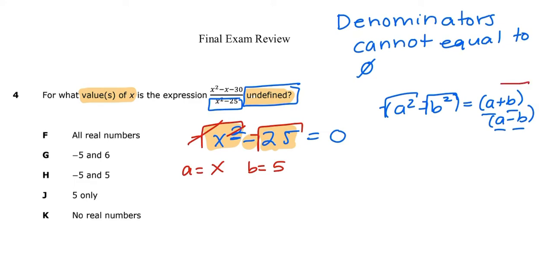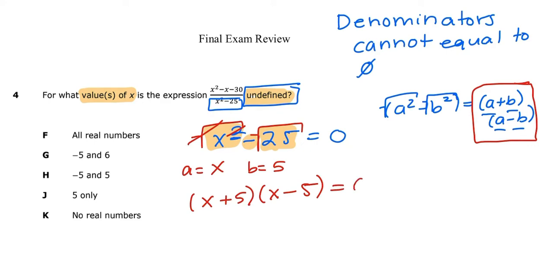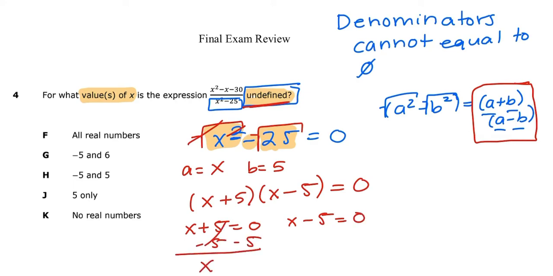So all I have to do is get this side of the formula, plug in a for a and b for b, and I'll see that I'll get x plus 5 times x minus 5. Once again, this is still equal to 0 because I want to know what's undefined. So that means I can get the x plus 5 equal to 0, the x minus 5 equal to 0, do the opposite of the sign, and it'll tell you that x is going to be negative 5 and x is going to be plus 5.